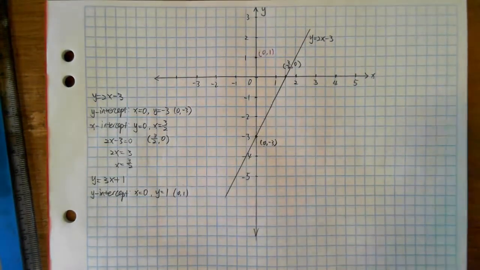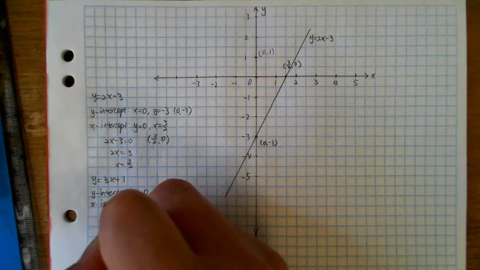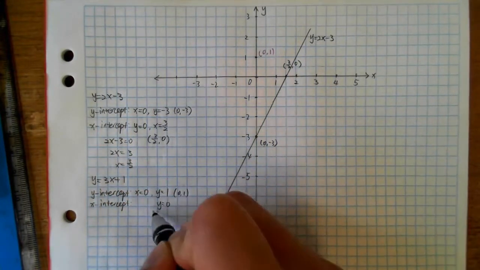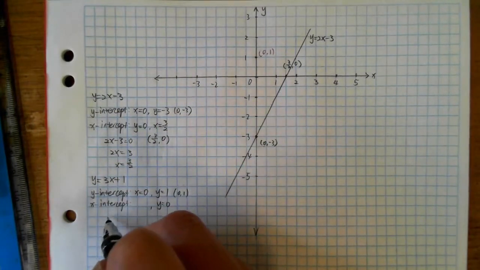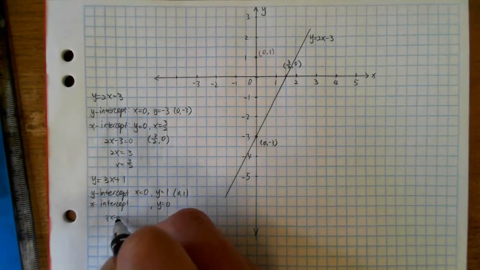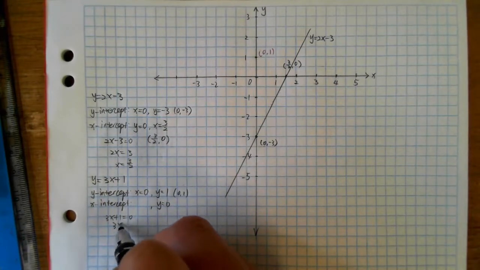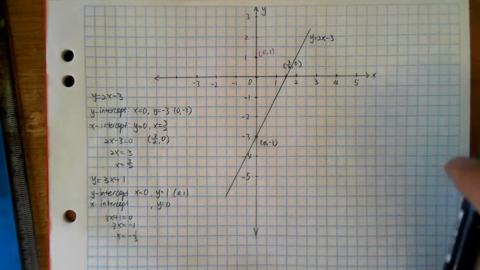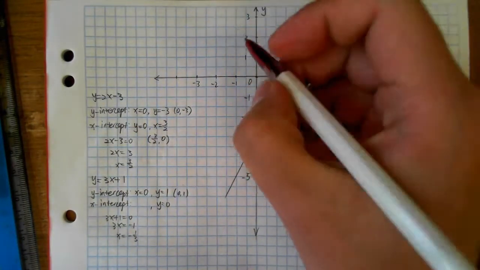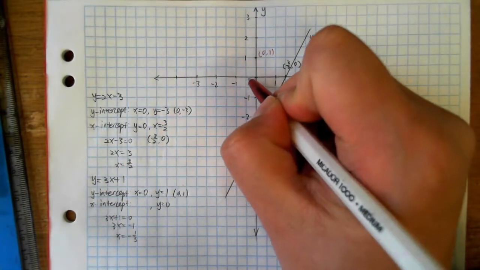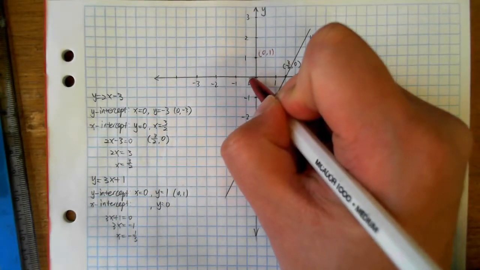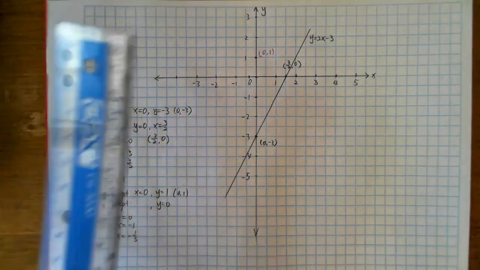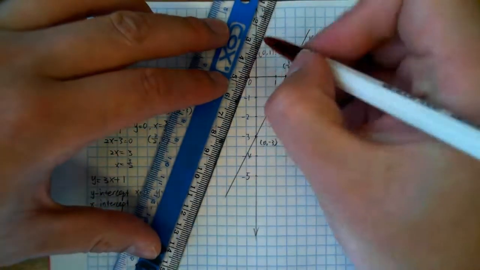All right, and then we need to find the x-intercept. So when y equals 0, x. So we solve the linear equation. 3x plus 1 equals 0. So 3x equals negative 1. X equals negative 1 over 3. Okay, so we find negative 1 over 3. So it should be approximately here. Okay. Now with these 2 points, and then I can draw the line.